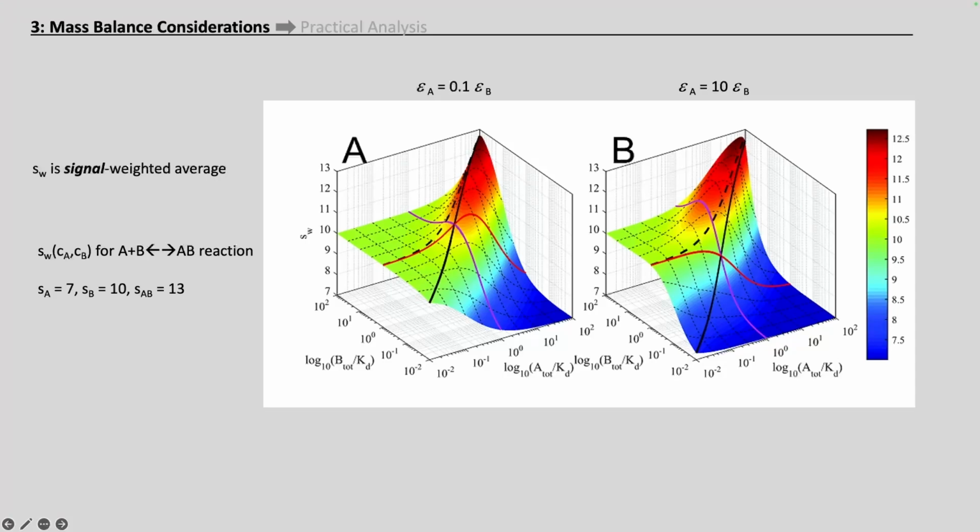And when we look at this SW isotherm, it should not be forgotten that this is actually a signal-weighted quantity. These two isotherms here are for the same interacting systems. Just on the left, the first component has a much lower signal contribution than the second component, and on the right, it is the other way around. You can see how the shapes of the isotherms are different, especially around the peak.